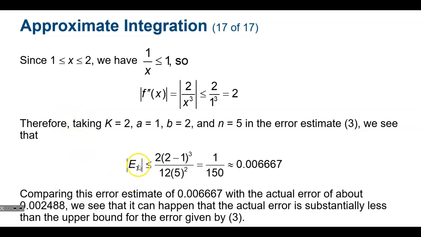We see that the error estimate for the trapezoidal is equal to k, which is 2, times (2 minus 1) to the third power over 12 times 5 squared, which gives you 1 over 50, which is approximately 0.006667. And if you're comparing this error estimate with the actual error of about 0.02488, we see that it can happen that the actual error is substantially less than the upper bound for the error given by that equation.